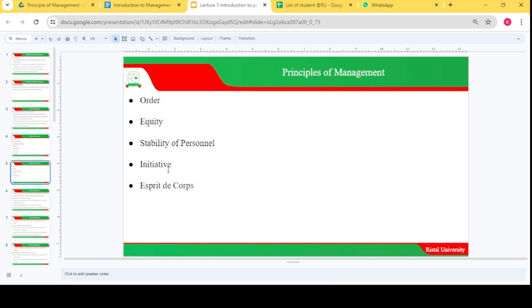We have order: a well-organized workplace and clear procedures contribute to efficiency. And then we have equity: we need to treat employees fairly and with respect. We have stability of personnel: high employee turnover can disrupt operations.